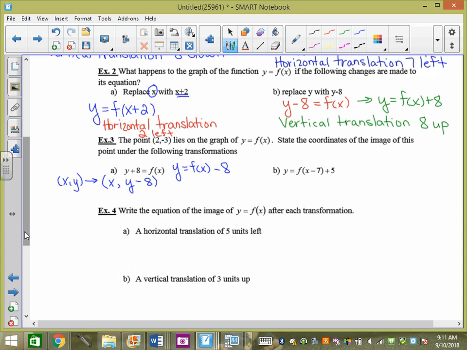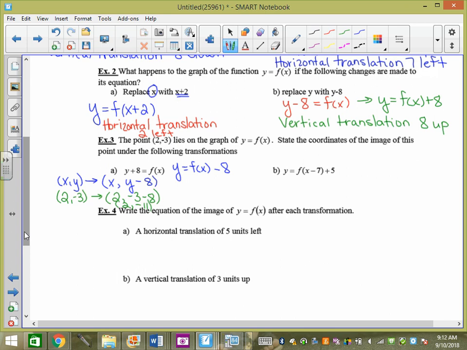So my original point was 2, negative 3. And it's becoming 2 and then negative 3 minus 8. So what's my new coordinate actually? 2 and negative 11.